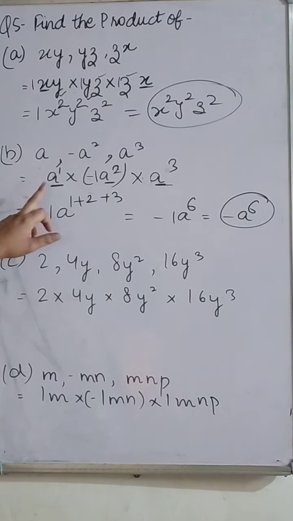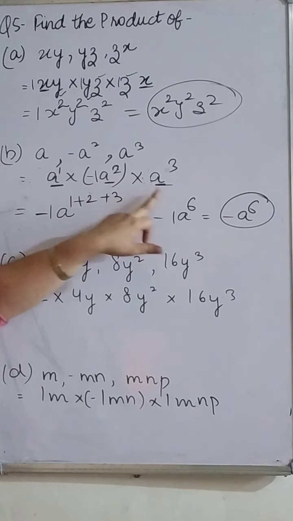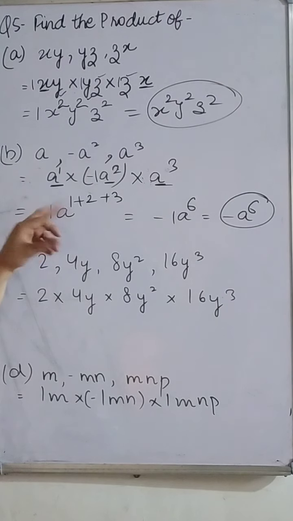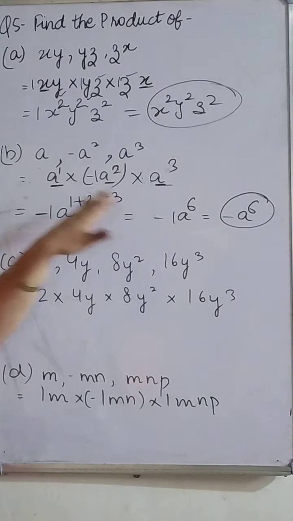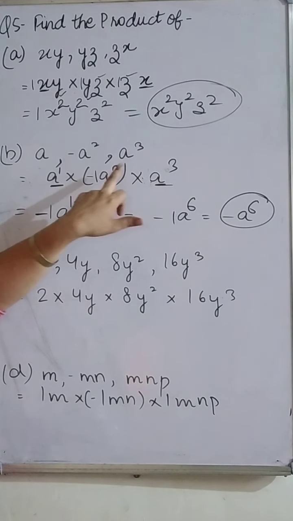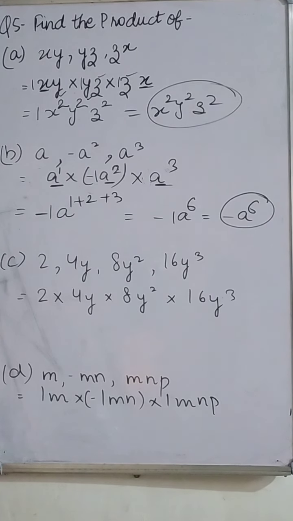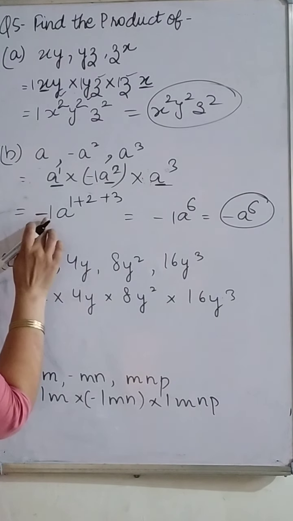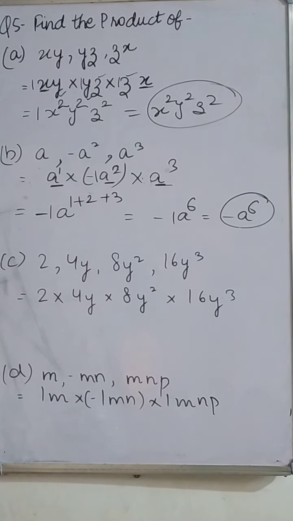Clear? a, a square, a cube. These three terms with same base. When we multiply terms with same base, then base remains same and we add the powers. So we are adding power 3 plus 2 plus 1, a raised to power 6. And this is the coefficient, product of coefficients minus 1.